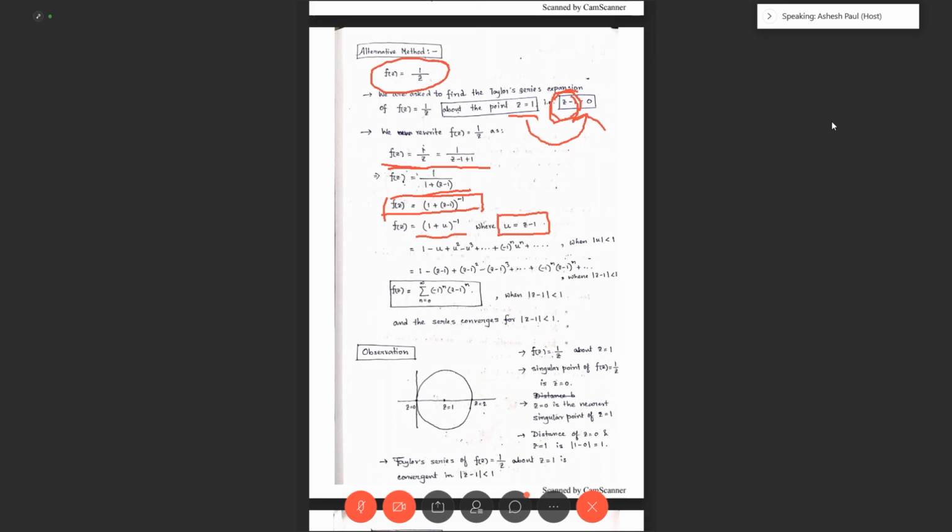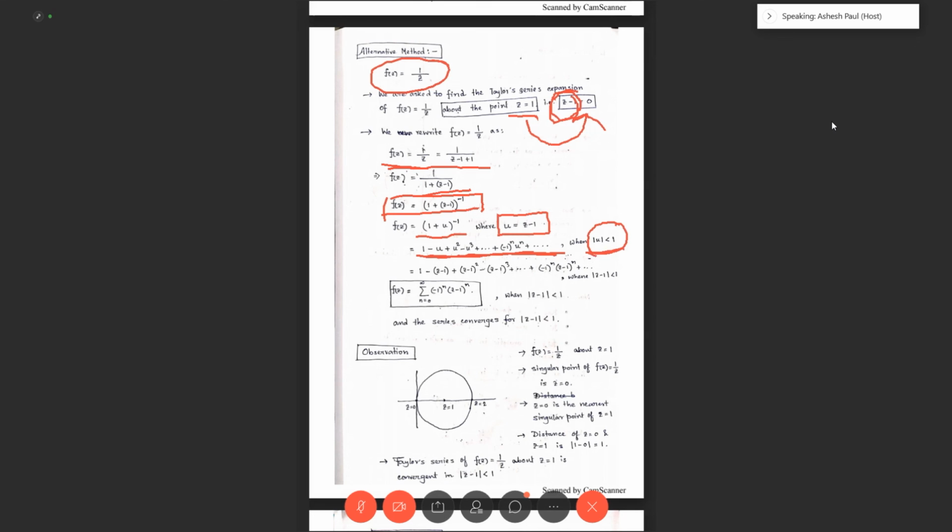This (1 plus u) whole to the power minus 1 has an infinite series expansion from the binomial expansion. This infinite series is 1 minus u plus u square minus u cube, and the nth term is (minus 1) to the power n u to the power n, where mod u is less than 1. This expansion holds only when mod u is less than 1.